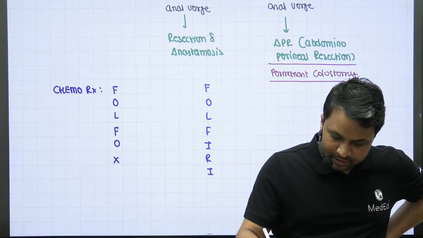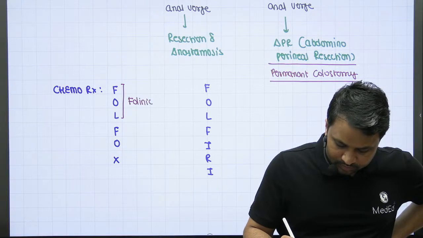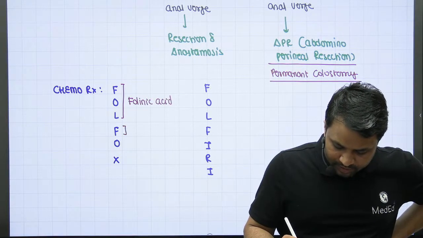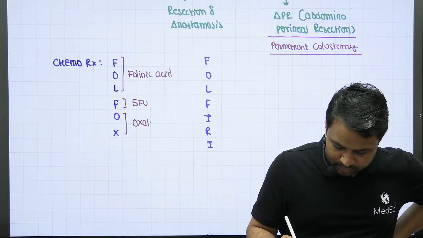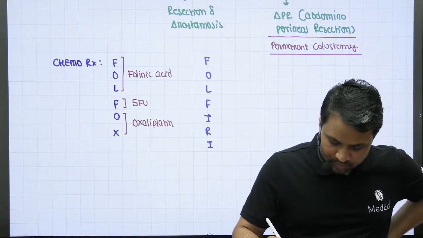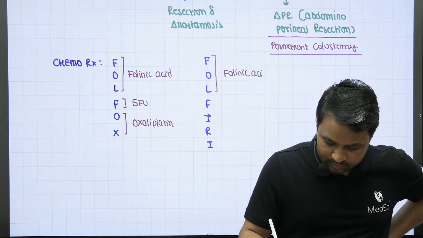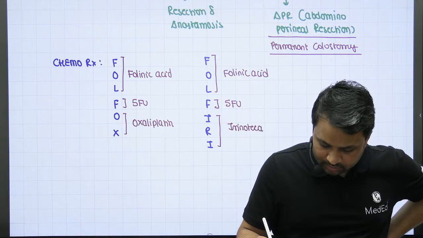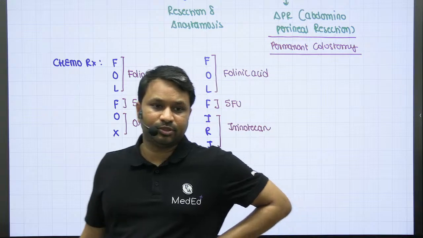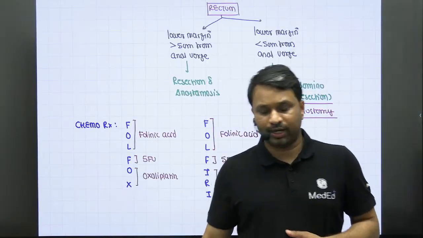In FOLFOX, FOL stands for folinic acid, F stands for 5-fluorouracil, and OX stands for oxaliplatin. Here, similarly, FOL stands for folinic acid, F stands for 5-fluorouracil, and IRI stands for irinotecan. So these are FOLFOX and FOLFIRI. This is how you'll manage your colorectal cancers.